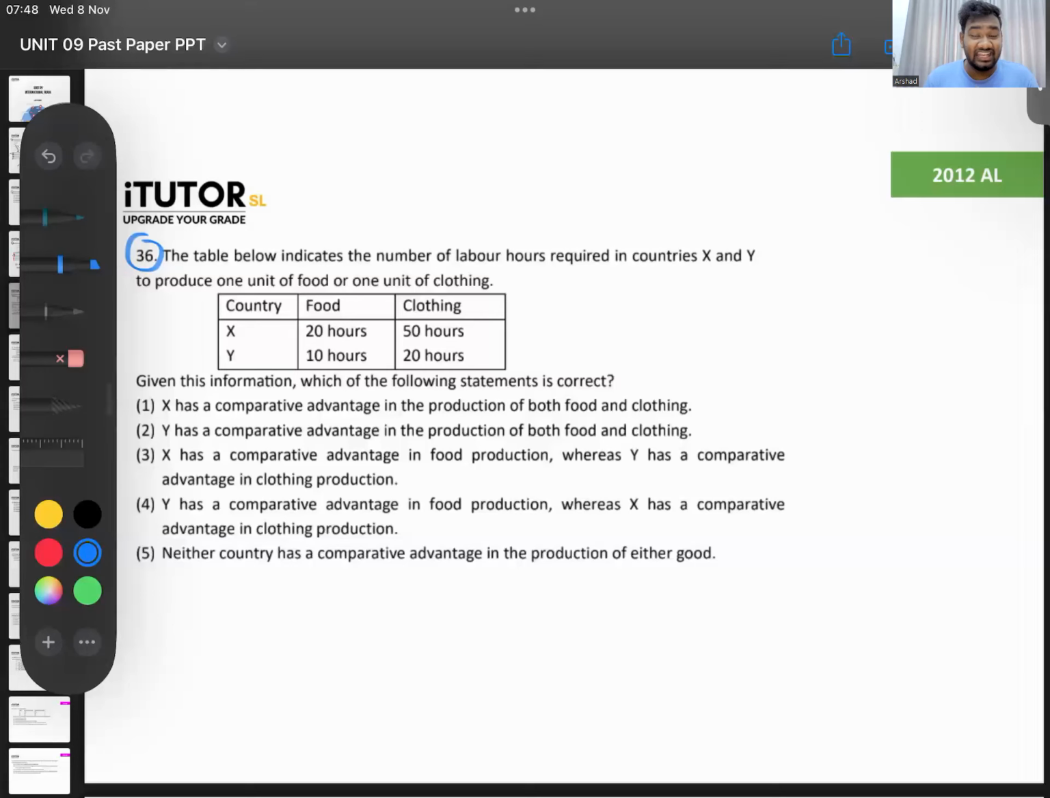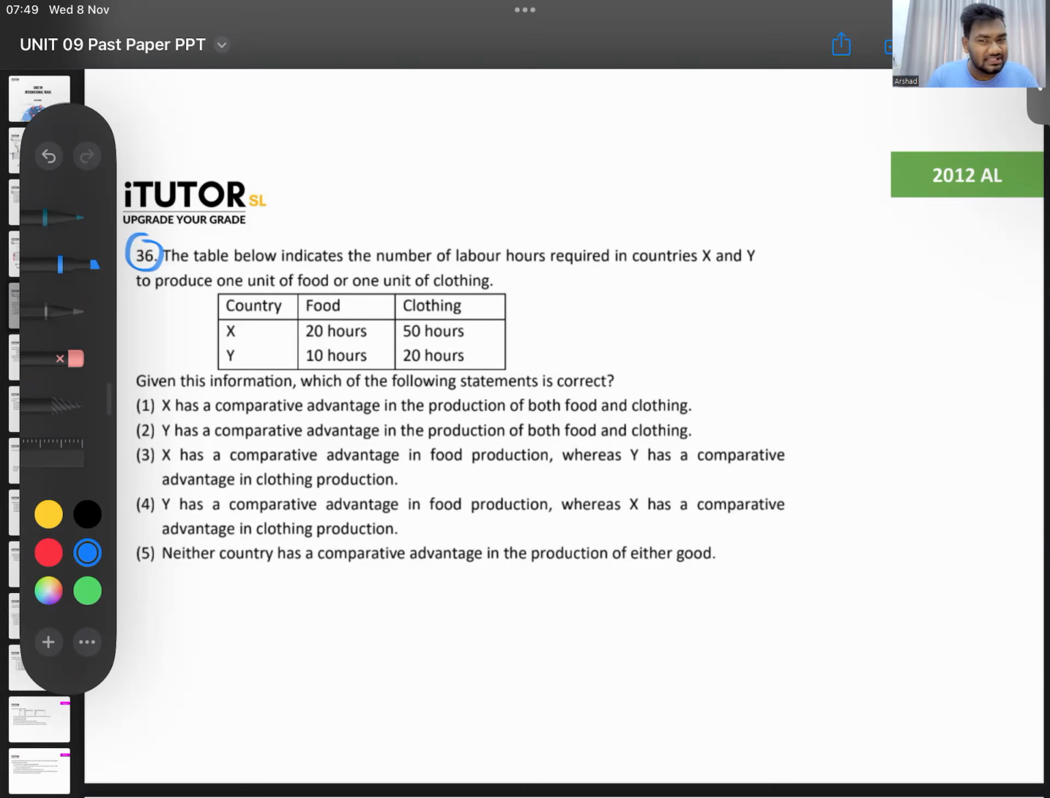Now, what data have they given us? Input data, the output data. Last 2011, they gave us output data. Now, here what data have they given us? They have given us input data. This is not the number of units that the countries can produce. This is the number of hours they take to produce it.